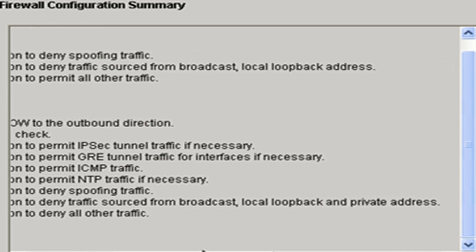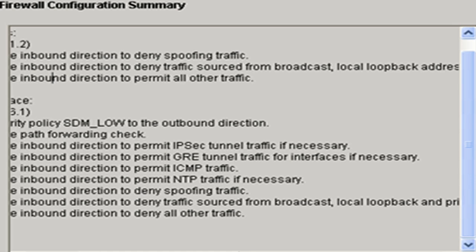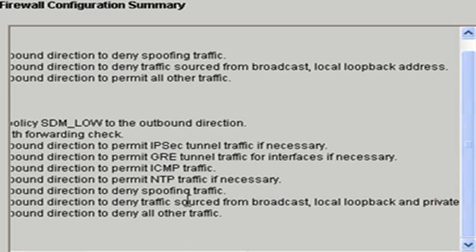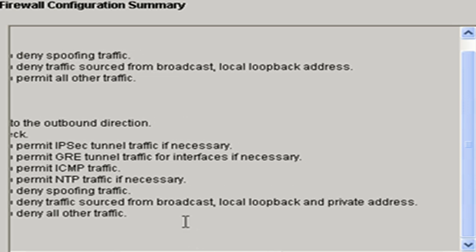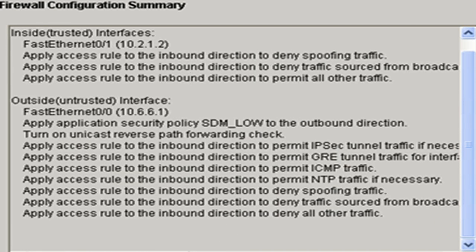Let's scroll over and take a look. We are permitting IPsec tunnel traffic if necessary. We're permitting GRE tunnel traffic if necessary. We're permitting ICMP traffic, and we're permitting NTP traffic if necessary. But notice what's being denied here. Deny spoofing traffic, deny traffic sourced from broadcast, local loopback, and private address ranges, and we're denying everything else. So there's a lot going on here, but watch that spoofing traffic and sourced from broadcast traffic, because that is what we really want to stop, and we'll actually see that on the configuration here in a moment.